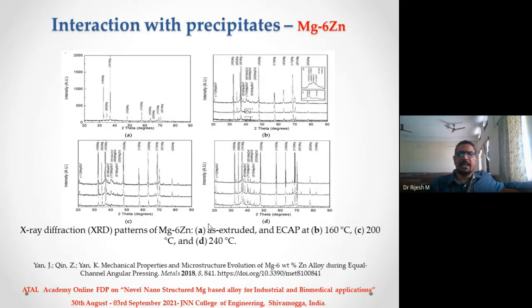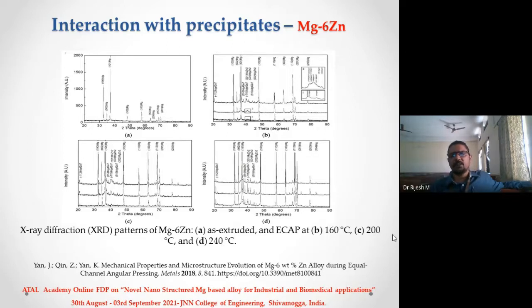The A is as-extruded, and the B is ECAPed at 160, C is ECAPed at 200, and D at 240. It is said that at certain temperatures, some precipitates are thermodynamically stable. At 240, there are many precipitates which are thermodynamically stable, and they have just been formed because the material was ECAPed at 240.